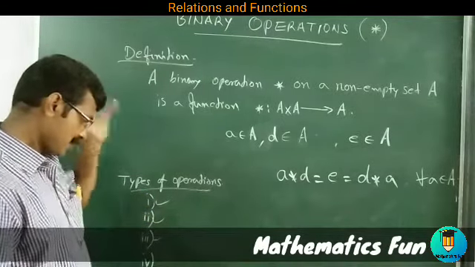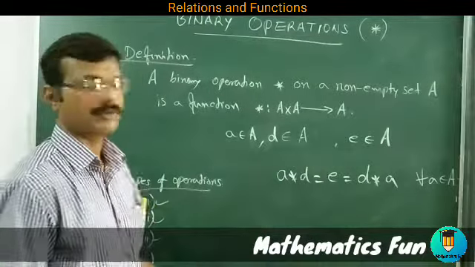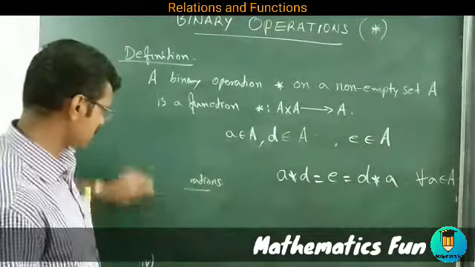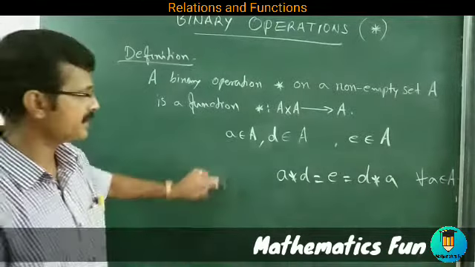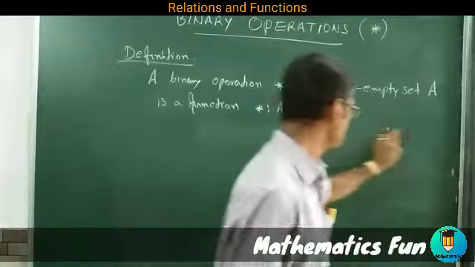Now, about the identity element: the identity element must always be unique. There will be only a single identity element, and the inverse also is unique.